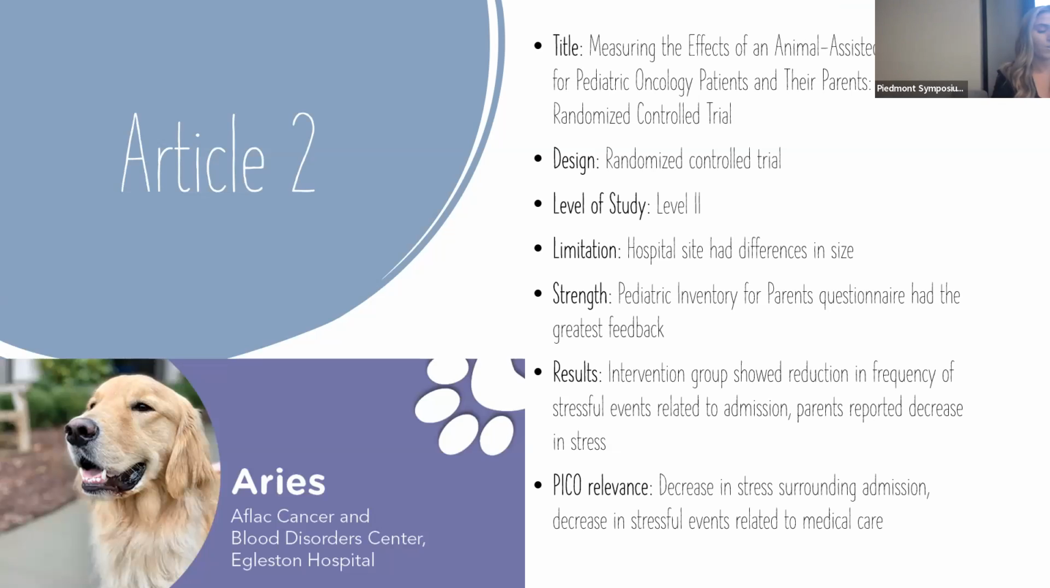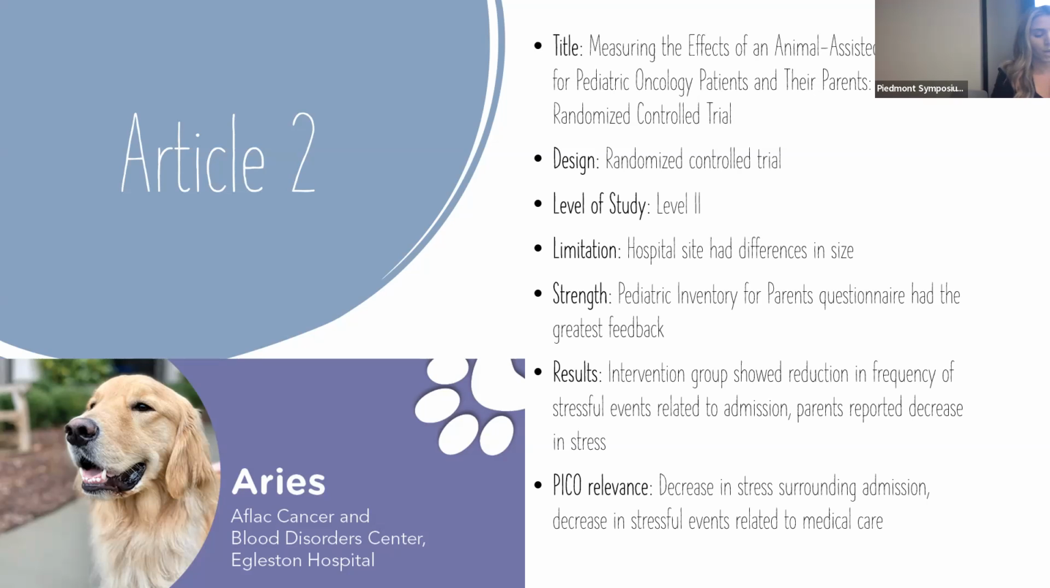Article 2 is titled Measuring the Effects of an Animal-Assisted Intervention for Pediatric Oncology Patients and Their Parents, a multi-site randomized controlled trial. Since this was a controlled trial, not every patient got to experience animal therapy. The limitation of this trial is that it took place at multiple hospitals at once. The researchers reported that it was challenging keeping track of all the participants and the results of the questionnaire.